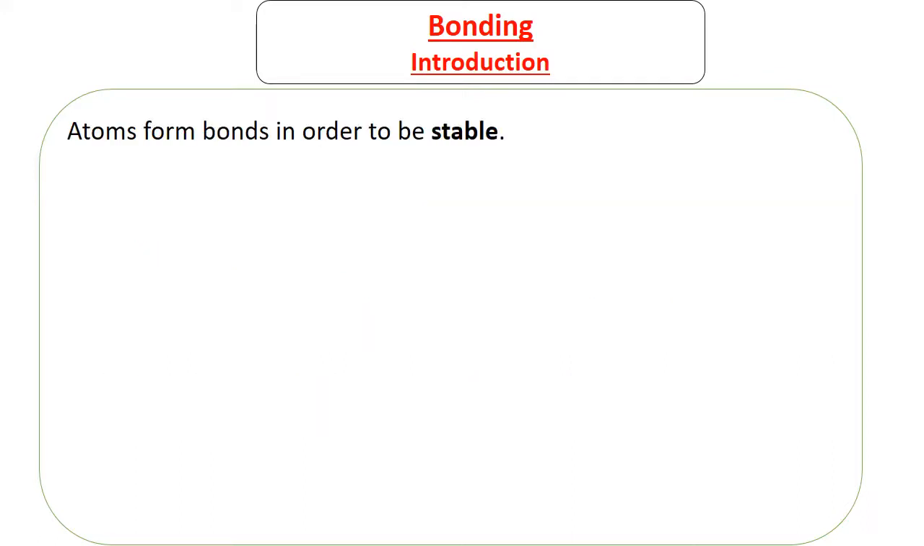So why do atoms form bonds? Atoms form bonds in order to be stable. An atom that hasn't formed a bond is not stable. But let me put it in this way. There are some atoms which are naturally stable, but most atoms are not naturally stable, and they can only be stable when they form a bond.